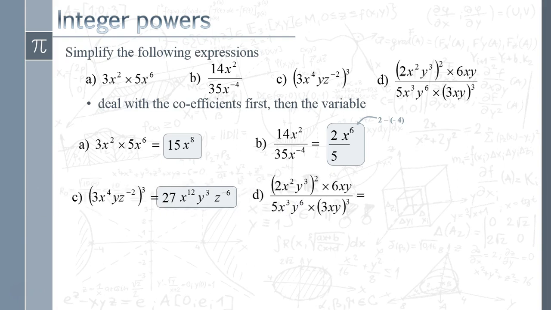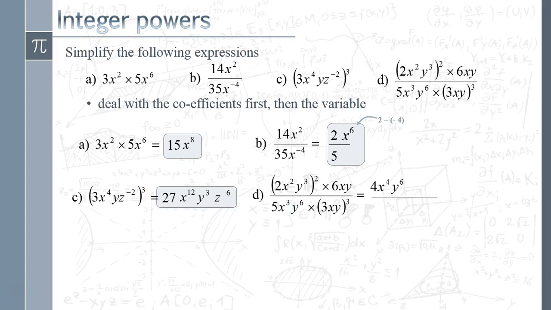And finally part D. Now that looks like a whole mess of stuff going on there, so we've got some tidying up to do first, and then we can do some simplifying afterwards. So the things to tidy up to begin with would be the bracketed bits on the top and the bottom. So from that first section we've got 2x squared y cubed, all squared. So let's deal with that bit first.